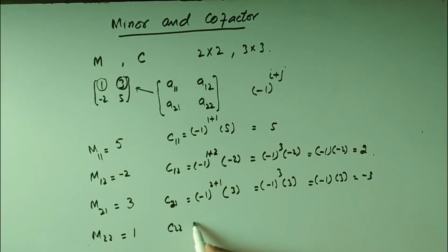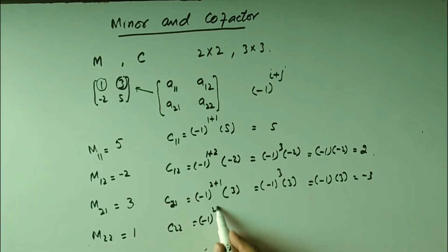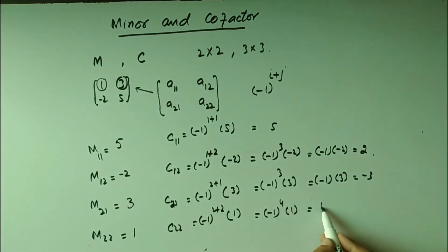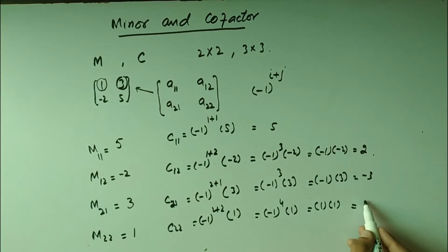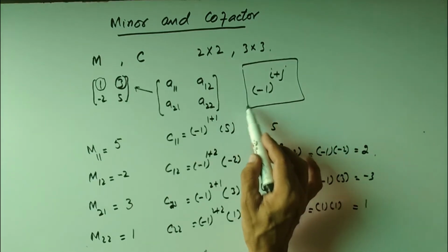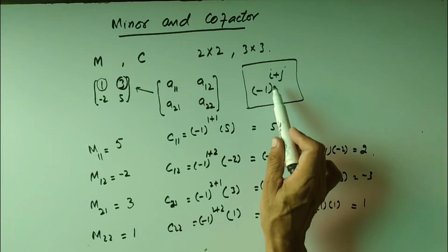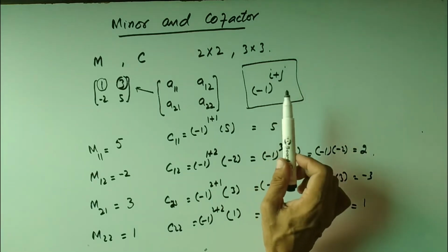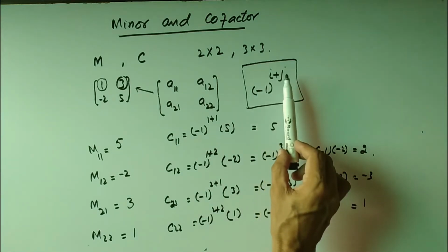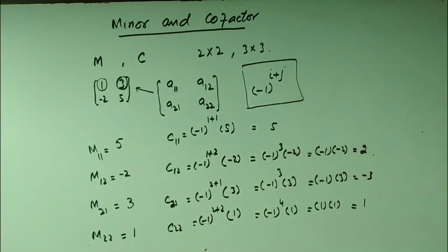And C22 is minus 1 raised to the power 2 plus 2, and the answer of the minor is 1. So the answer will be minus 1 raised to the power 4 into 1. That is an even number, and even is positive, so 1 into 1, the answer is 1. So this is the difference between minor and cofactor. When we use this minus 1 raised to the power i plus j, then it will be a cofactor. When we do not use minus 1 raised to the power i plus j, then it will be a minor.